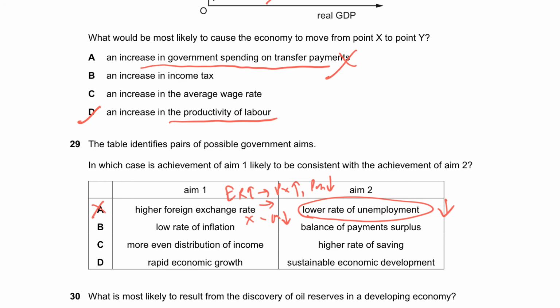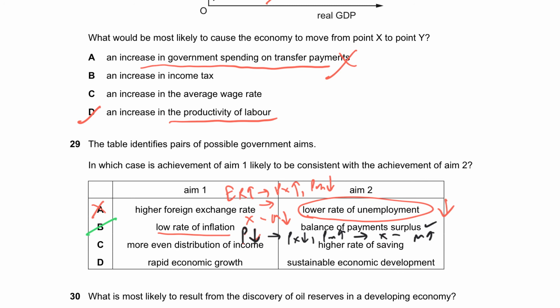B says low rate of unemployment, low rate of inflation, and balance of payment surplus. So if there's a low rate of inflation, that means your price level is down. If the price level goes down, then exports become cheaper, imports become expensive, and that makes X minus M go up. And that's exactly what B says. There will be what we call a balance of payment surplus, because your exports will become more competitive and imports will become relatively expensive, and that basically means B is the right answer. So 29 B will be the right answer.